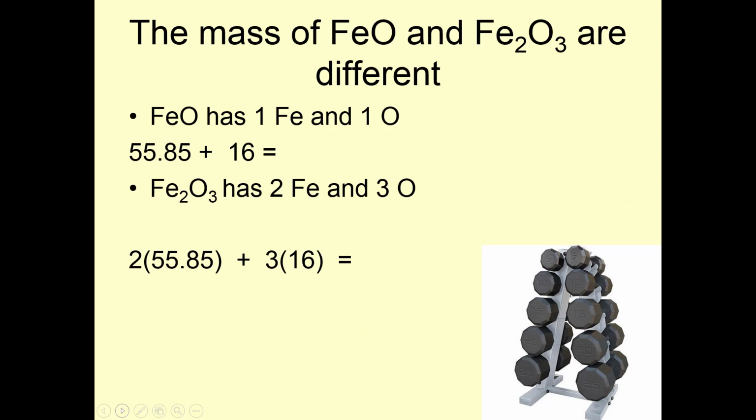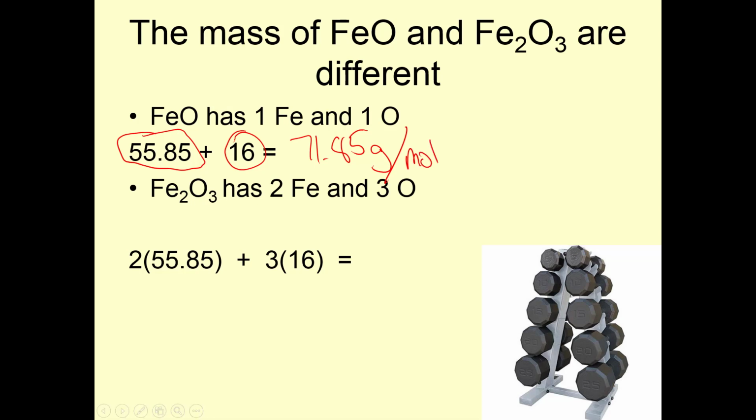Hope that makes sense. The masses of FeO and Fe2O3 are different, and that's kind of like the CO2 I did before. FeO has 1 iron. Look at iron: iron weighs 55.85. And 1 oxygen, and oxygen weighs 16. So when I add those together, 55.85 plus 16 is 71.85. And remember again, the unit's going to be grams per mole, and the abbreviation for mole is mol.